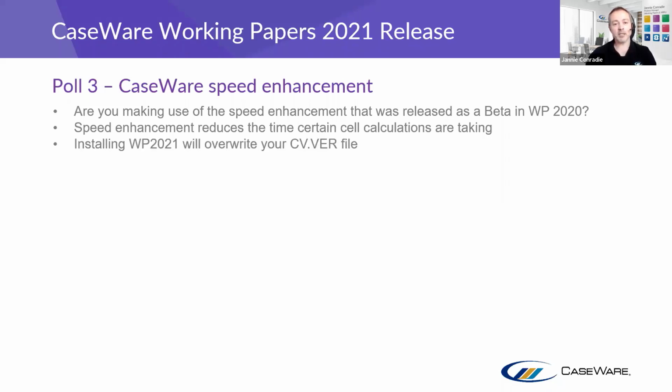What it is, is an addition to your CV.verve file. When you install Working Papers 21, it is going to overwrite your CV.verve file, so you're going to have to add that little enhancement again. And if you do want to make use of it, check out article 4297. That will explain exactly what it is doing, with a step-by-step guide of how you need to add it. And then let us know if you do experience any speed improvement.